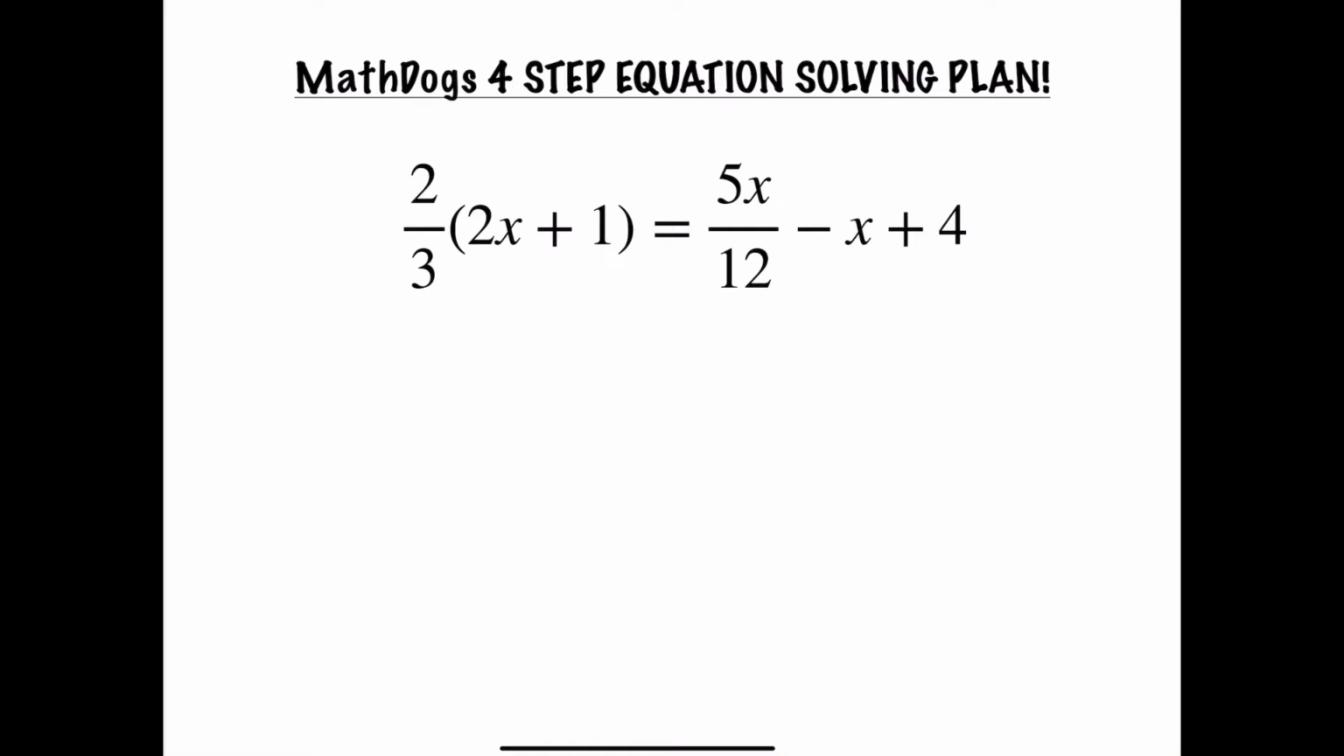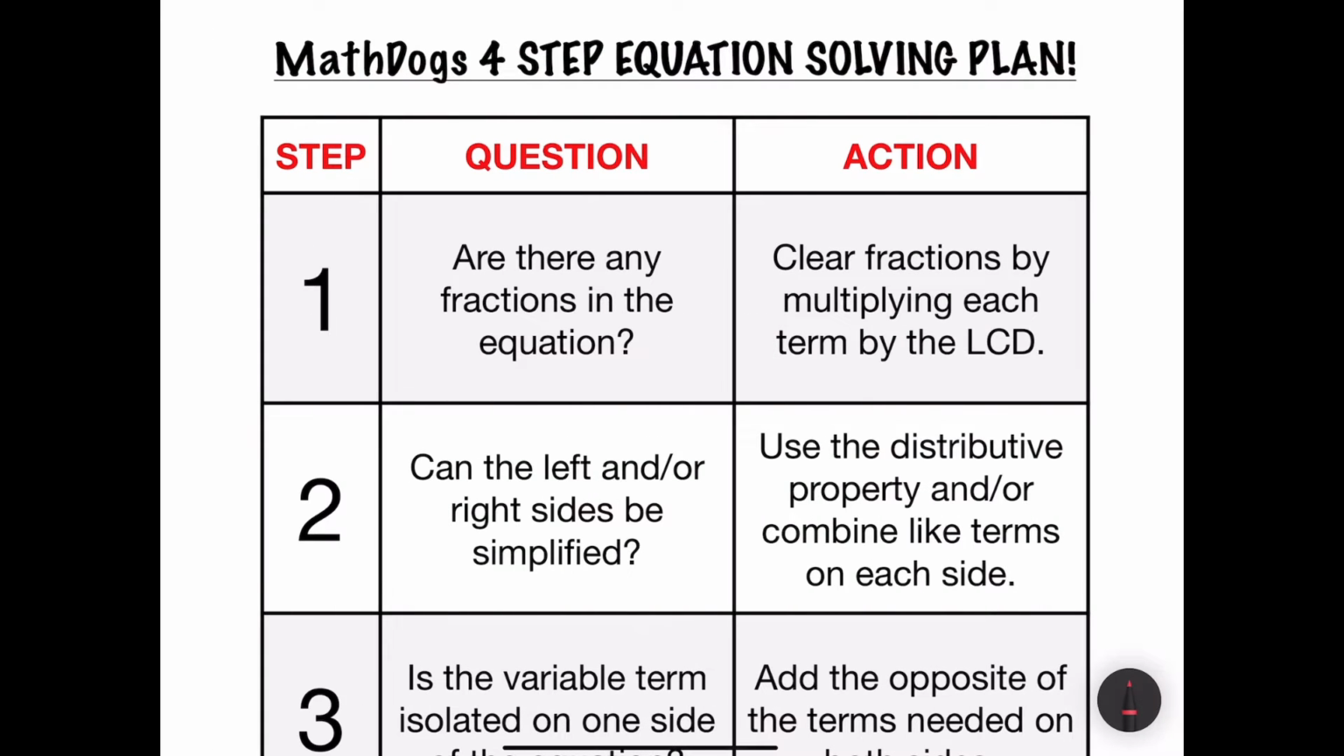Let's get started. So first, let's go through each of the 4 steps. We're going to ask ourselves a question about the equation and then perform an action on the equation if it's necessary. Step 1, are there any fractions in the equation? We want to eliminate any fractions in the equation to make it easier to solve in the next 3 steps. We would do that by multiplying each of the terms by the least common denominator.